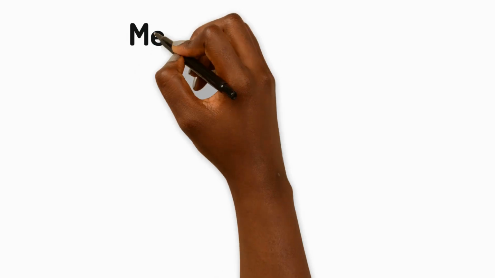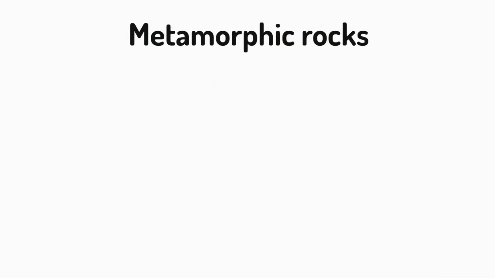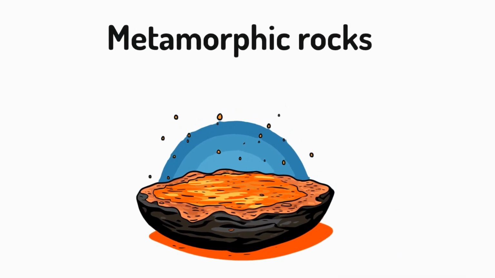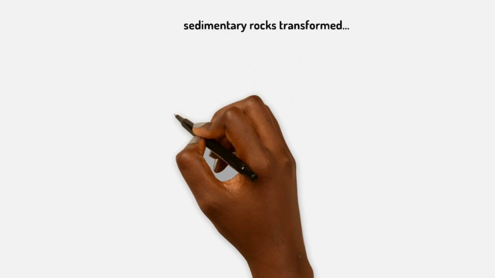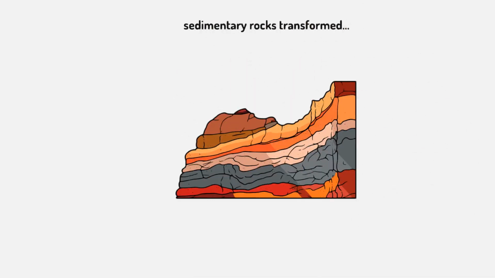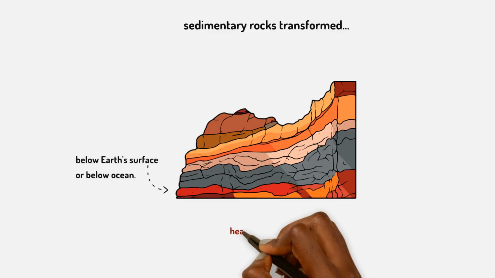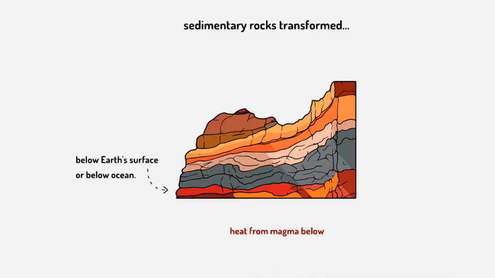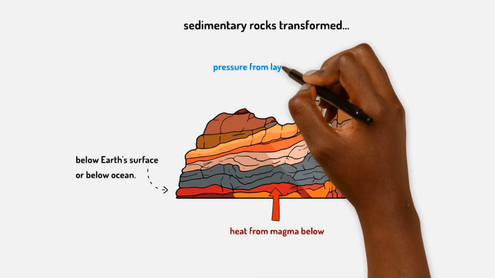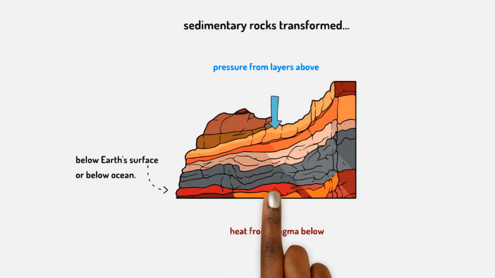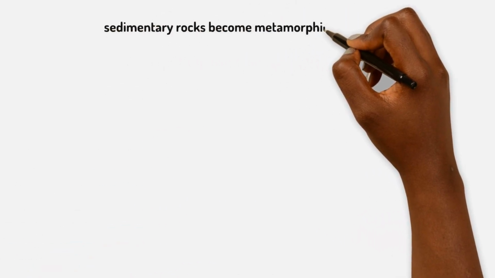Metamorphic rocks. Let's dive deep into Earth's secrets and discover how rocks transform. Older sedimentary rock layers are buried deep, deep down under the earth or ocean. They're close to the heat from magma. They experience incredible heat from below and pressure from above. This intense squeezing and heating causes them to transform. They change into what we know as metamorphic rocks.